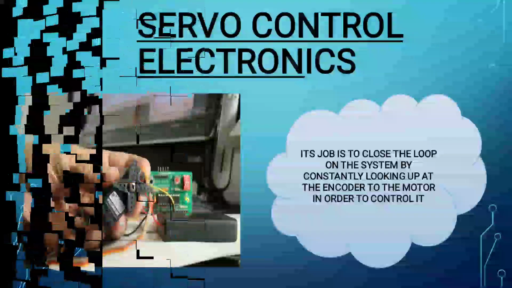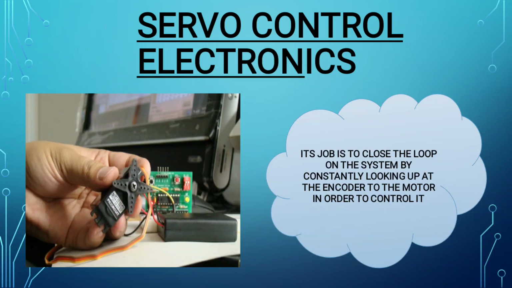Now moving to servo control electronics. Its job is to close the loop on the system by constantly looking at the encoder signal and applying torque to the motor in order to control it. It is often referred to as a motion controller.